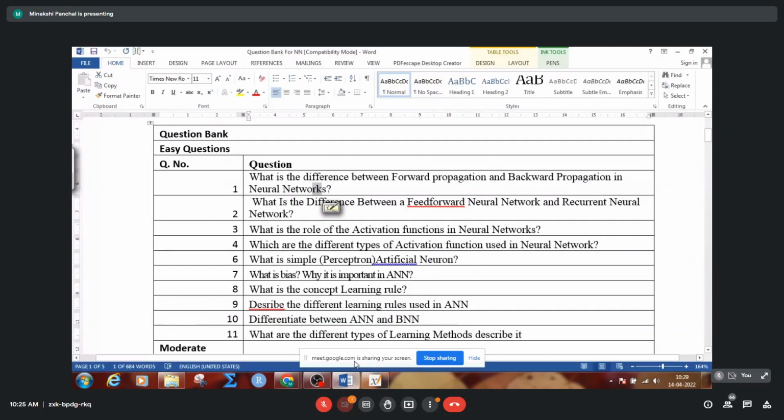Now the next question: what is the role of activation function in a neural network? In detail, the notes are already shared with you for unit 2. Unit 1 notes I have updated a lot, so I will share those notes again on Google Classroom.